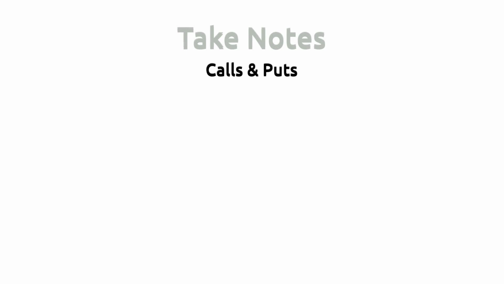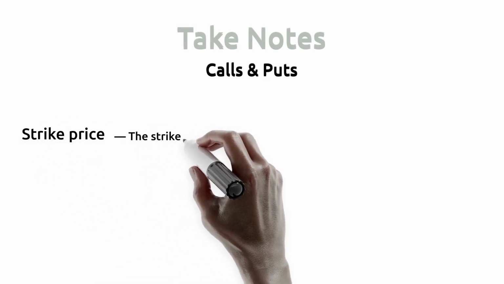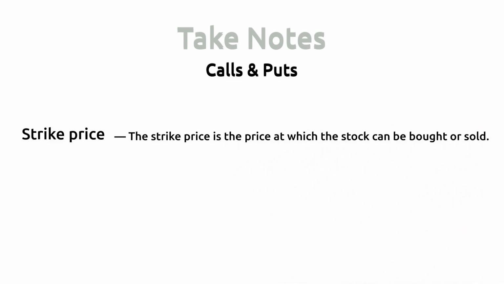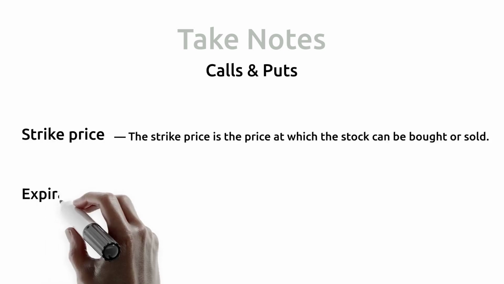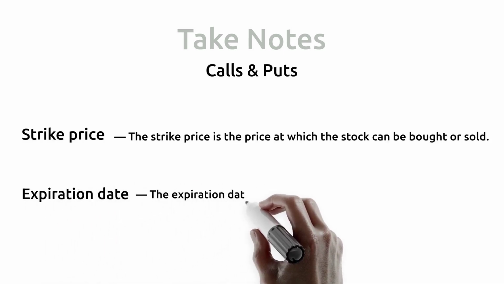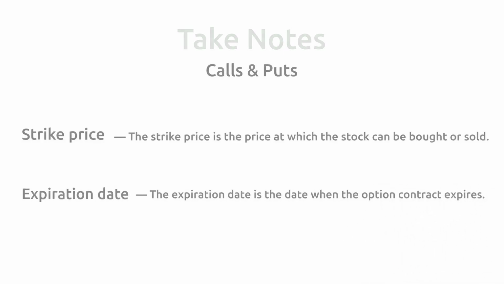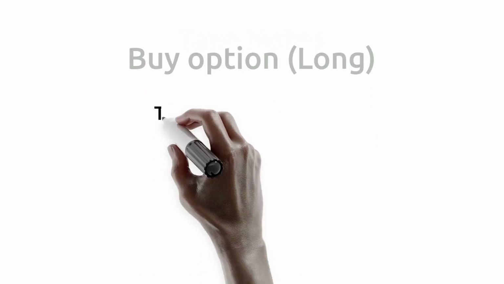This agreed price is called the strike price. The strike price is the price at which the stock can be bought or sold. The specific date is called the expiration date. The expiration date is the date when the option contract expires. Now that we have gone over the definitions, we can move on to some examples.